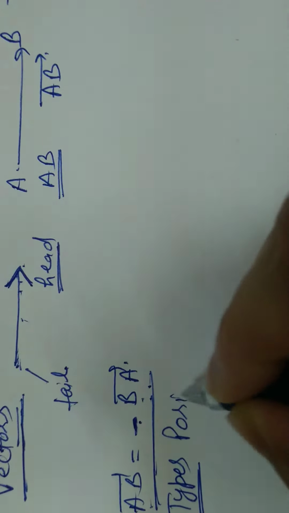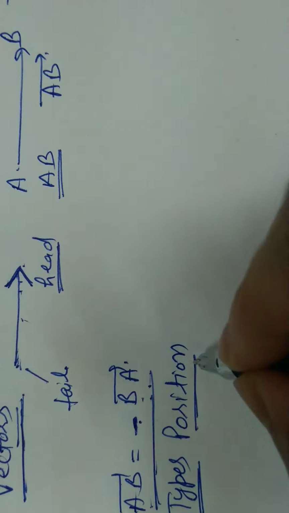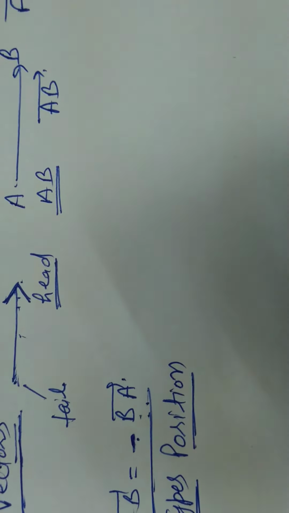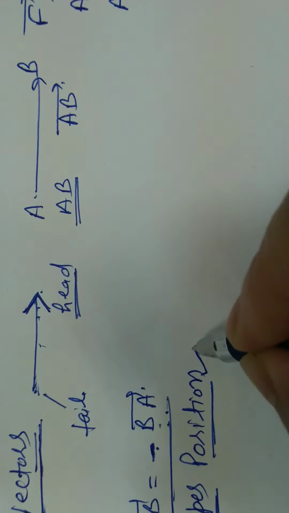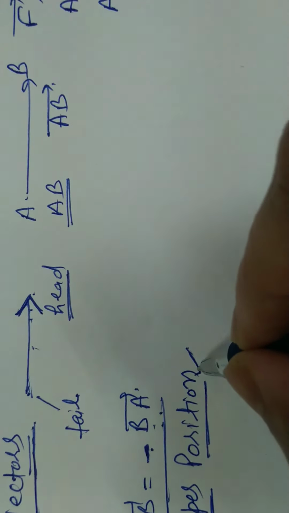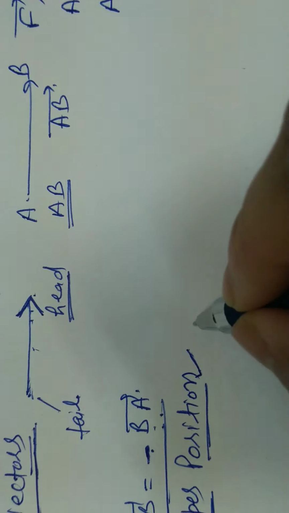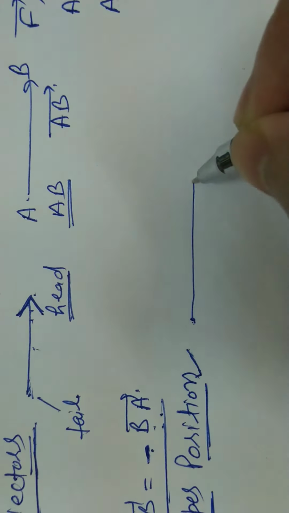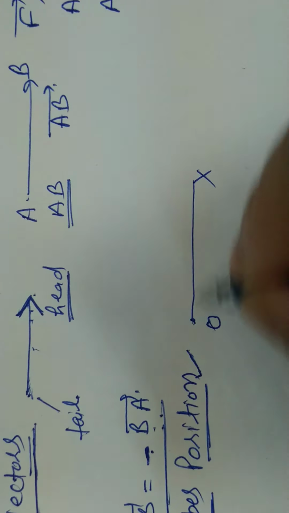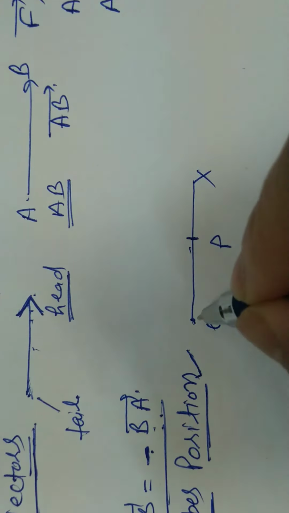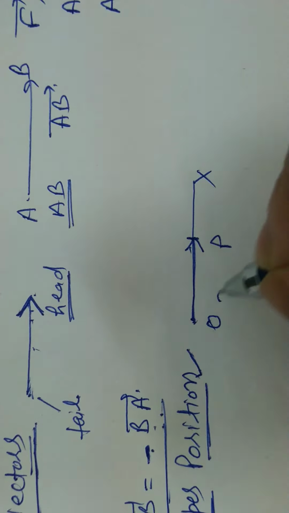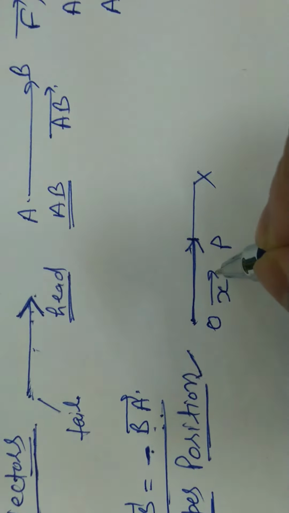First we have the position vector, because to describe motion we need the position. The position vector gives the direction from the origin point. In one dimensional motion, this is the position, so this OP vector is the x vector, the position vector.